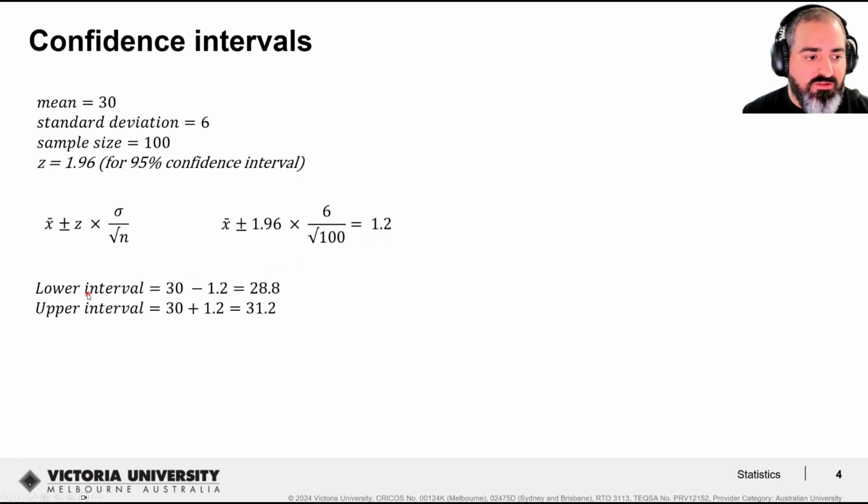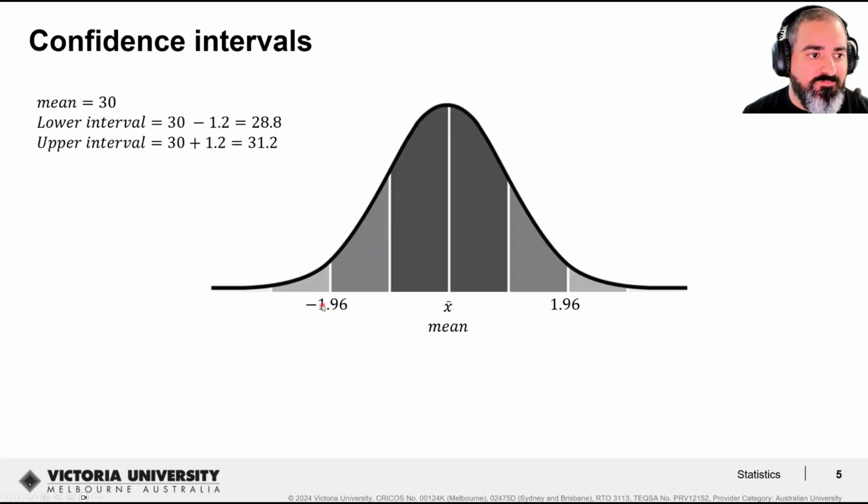So to get the lower and upper intervals, it's simply the mean minus 1.2. So 28.8 is the lower interval. And the mean 30 plus 1.2, so 31.2 is the upper interval.